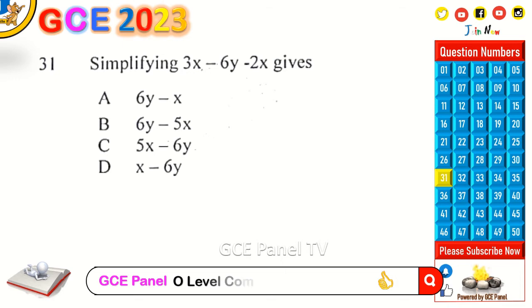31. Simplifying 3x minus 6y minus 2x gives. The only like terms here are 3x and negative 2x. These are like terms. So 3x minus 2x is just x, right? So that's just x. Negative 6y remains because it's alone from its own family. So our answer here is x minus 6y. Okay? The key is D.